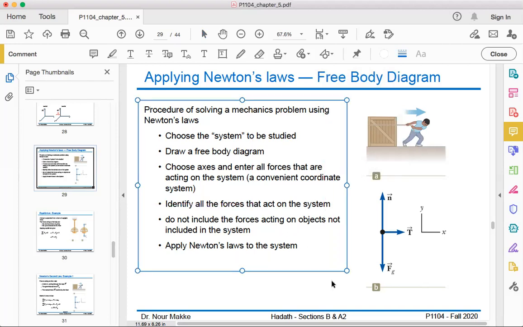Again, I will repeat it once. First of all, you have to choose the system to be studied, whether, for example, in this case, it is the box, the box with the surface, the box with the cable and the person, etc. You have different choices. Once you choose your system, you have to define the free body diagram. Then you have to choose the axes, enter all the forces that are acting on the system into these axes, and make the projections. Be careful not to include forces acting on objects which are not included in your system, and then you have to apply Newton's law on the system.